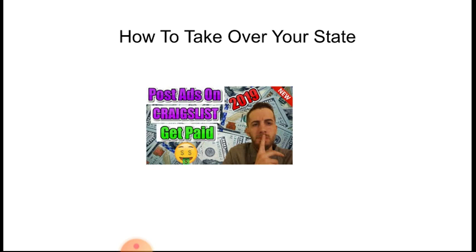So take over your state first, then branch out to different states, because once you understand how to take over your state, then you can go to other states and be more proficient and know what you're doing, instead of just going out there and saying, hey, I live in Chicago, but I want to post in Florida. Craigslist does not like that.